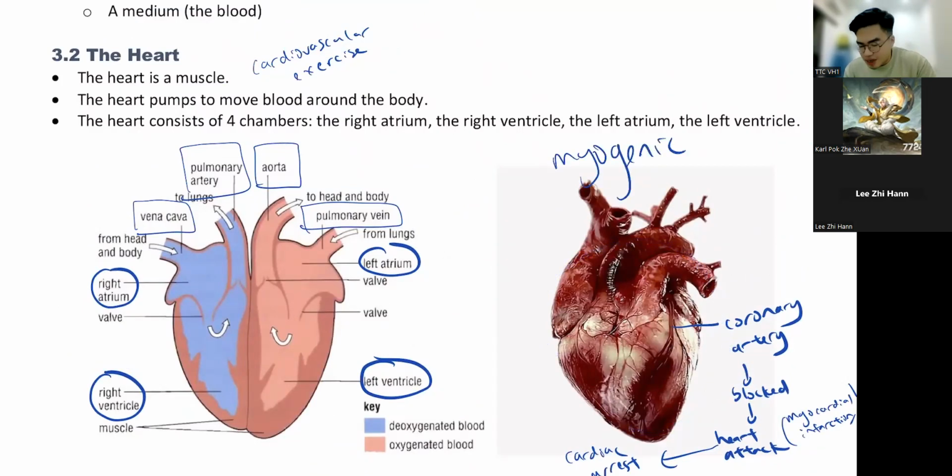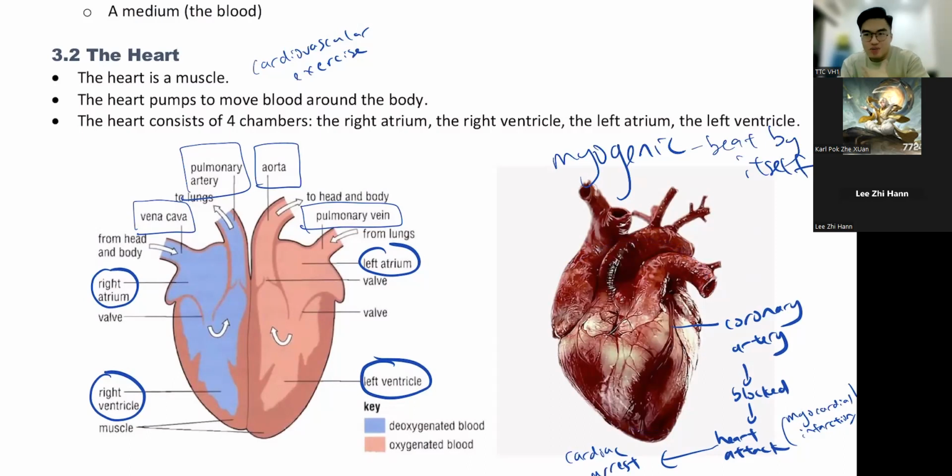Myogenic. What does it mean? That means your heart will beat by itself. Your heart will beat by itself. That means your heart doesn't require your nerve to control. Okay, what do I mean?